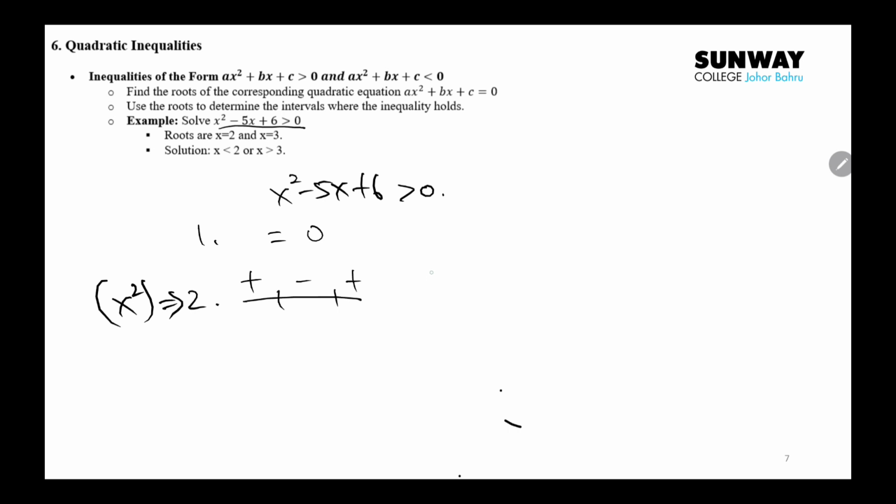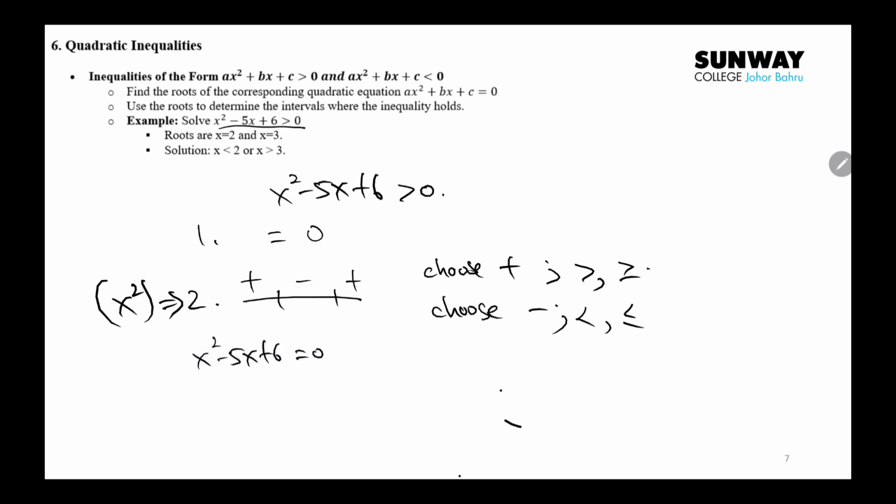So you will have the positive regions. You will choose the positive region when you see bigger or bigger-equal. You will choose the negative region when you see smaller or smaller-equal. Right, so that is the only difference it makes. So solving this question, x squared minus 5x plus 6, first of all, we equate it to 0 because we would like to determine the x-intercepts. So x minus 3, x minus 2 equals 0, x equals 2, x equals 3.